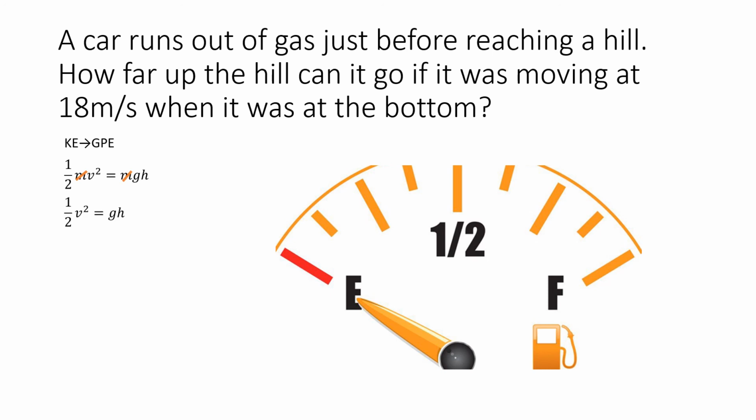So 1/2 v squared equals gravity times height. And let's plug in the velocity, which is 18, and the gravity, which is 10. 18 squared is 324. Remember, we need to do that first due to order of operations. Then 1/2 of 324 is 162. Divide both sides by 10 to get h alone, and we get 16.2 meters high. Any questions?